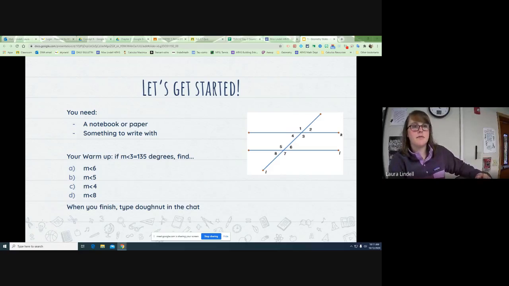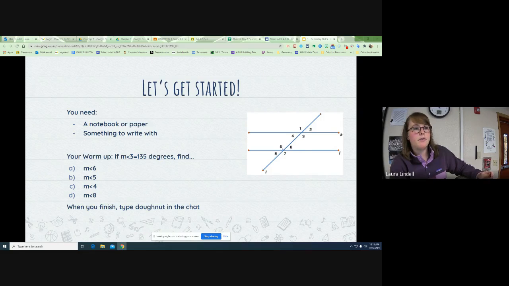Angle 6. What do we think? Angle 6 for our warm-up. Owen got 45. Anyone else get 45? Nolan got 45. Awesome. Yes, 45 is correct. These two are consecutive interior. So this one would be 180 minus 135, which gives us 45.